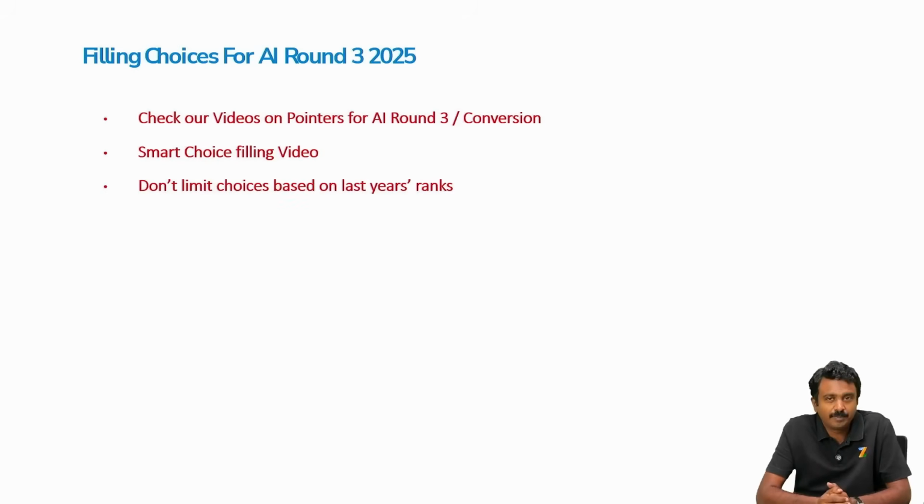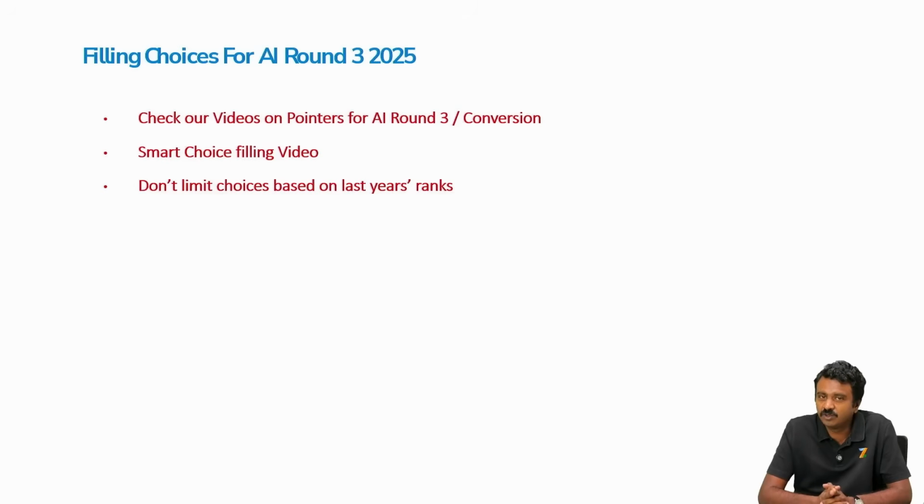And very important, don't limit choices based on last year's ranks. Last year's round 3 closing rank is not a reference point anymore. A better reference point might be where choices closed in round 2 and the expected shift. Let us say something closed at 10,000 rank in 2024 round 3. Don't assume that you will not get it if you are ranked 12,000.